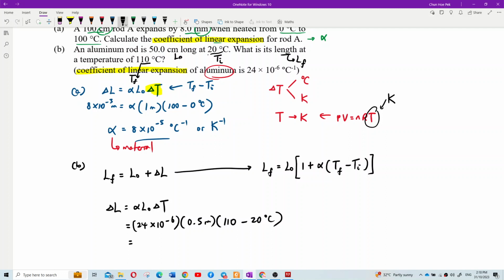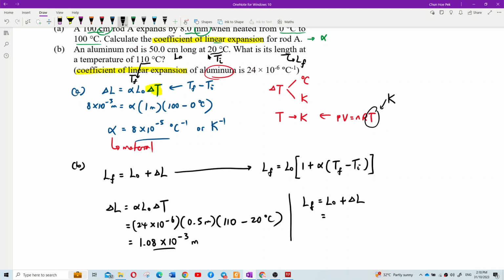What's the answer for this? 1.08 times 10 power negative 3. Sorry, repeat. 1.08 times 10 power negative 3. Am I correct? Yeah. Okay, thank you. So I can find the final length already. Just take the L0 plus the change of length, meaning the expansion.